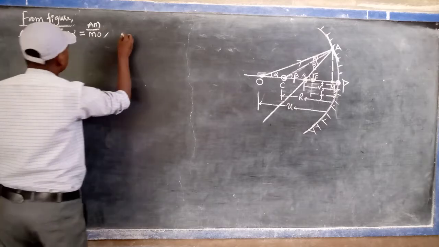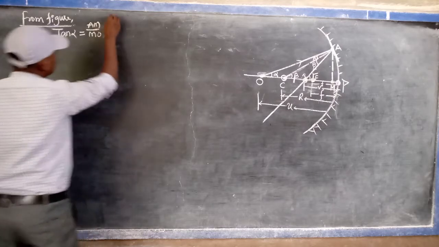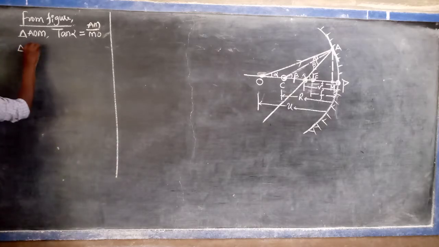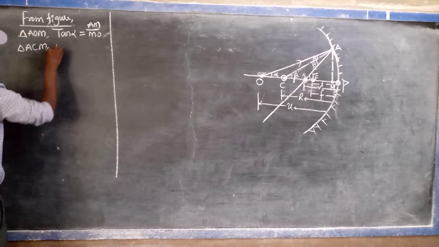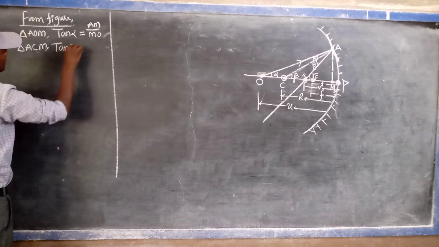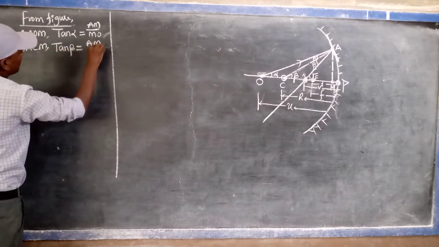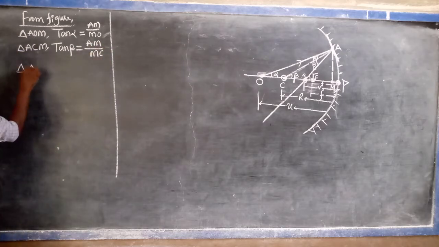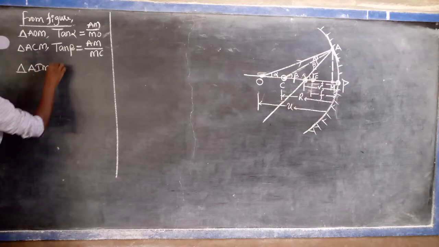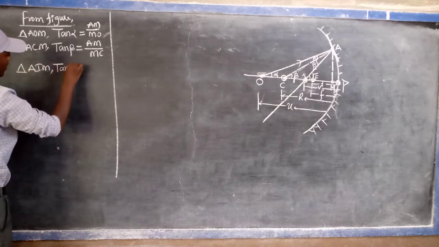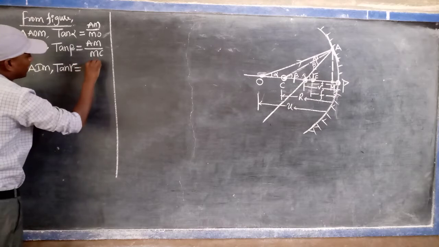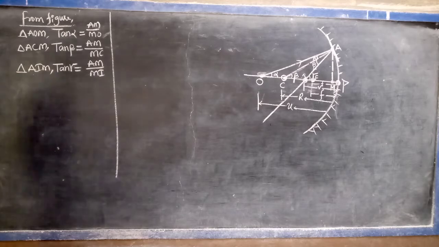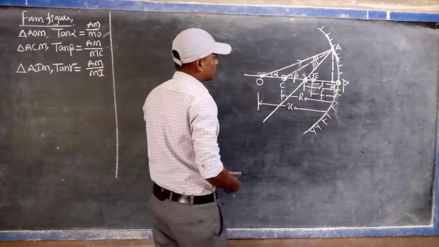Next, from triangle ACM, tan beta is equal to AM upon MC. Next, triangle AIM, so tan gamma is equal to AM upon MI. So these are the values. Next, in the same way, one more thing is also there.